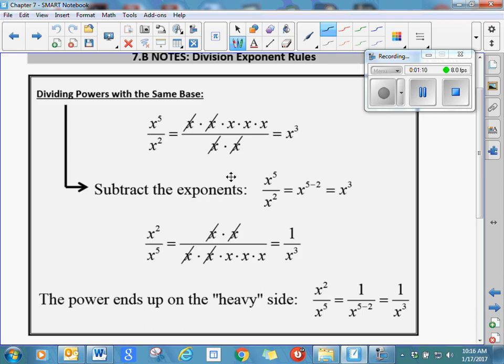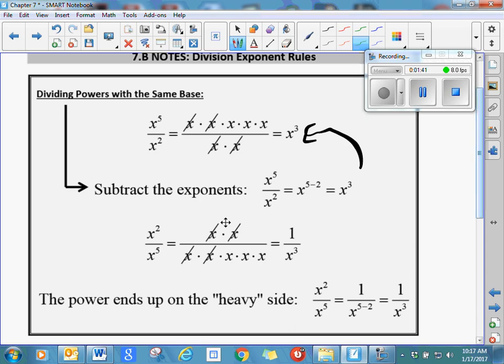So the rule, if you don't want to stretch this out, which I'm sure you won't as the exponents get larger, is a subtraction rule. The rule says, take your base, and instead of adding the exponents like we did when we were multiplying, we're actually going to subtract them. So x to the 5 minus 2 is x cubed, and that matches the answer that we got when we actually did the expansion.